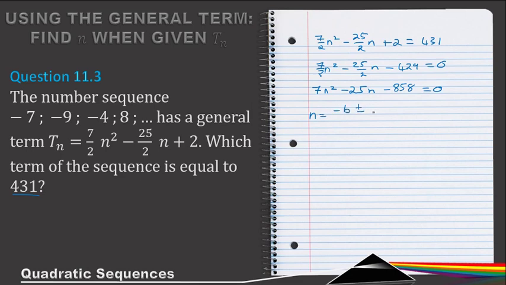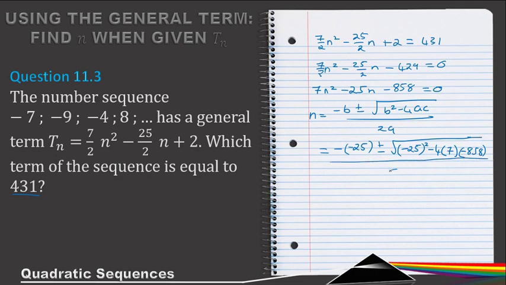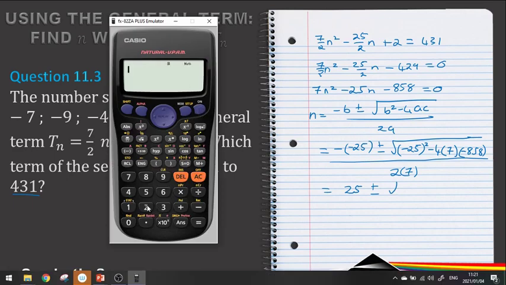Minus b plus or minus the square root of b squared minus 4ac over 2a. So negative 25 for b, plus or minus, then b squared is negative 25 squared, minus 4 times a is 7 and c is negative 858 over 2a, and a is 7. Okay, so simplifying, we've got positive 25 there, plus or minus, and then 25 squared is 625.